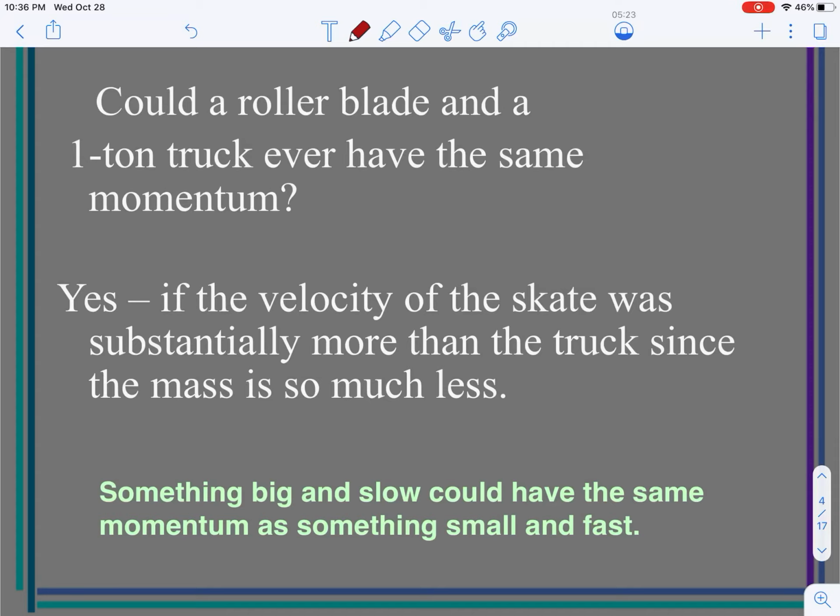So now we have a question. Can a rollerblader and a 1-ton truck ever have the same momentum? And the answer to this question is yes.